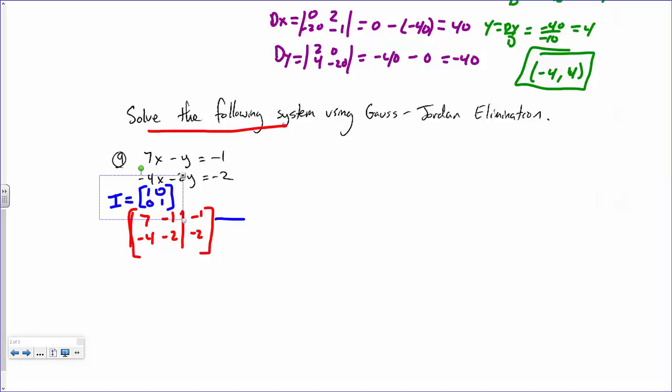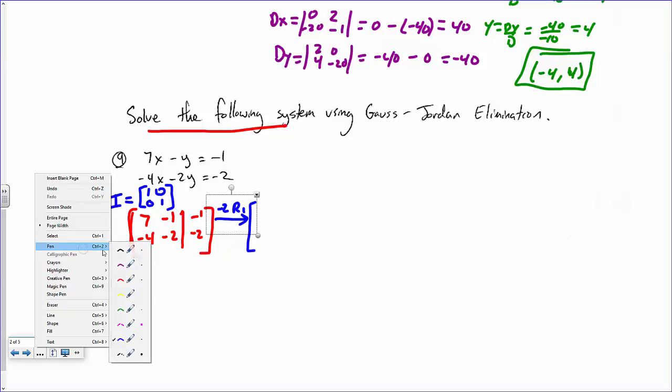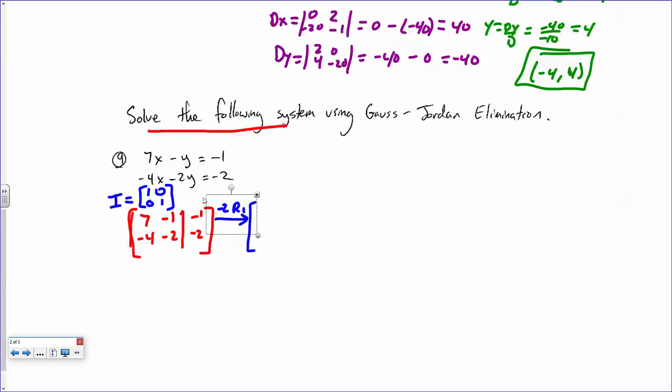We're going to multiply the top row by negative 2, so negative 2 times row 1, and we're going to fill in this row. All right, so let's figure out what happens. Negative 2 times 7 is negative 14. Negative 2 times negative 1 is 2. Negative 2 times negative 1 is also 2. And then we'll keep the bottom row exactly the same without altering it.